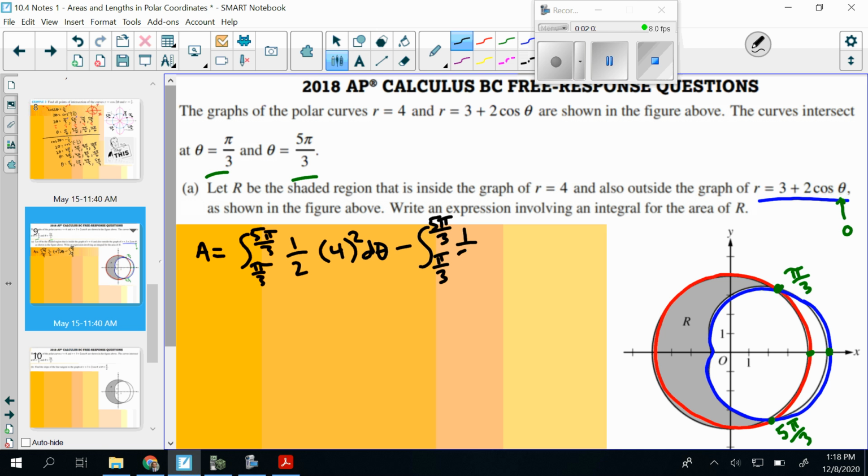And this one would be 1/2 our r squared. So for this one, our r is that 3 plus 2 cosine theta. Make sure you get that squared on there again, d theta. That would give you full points.